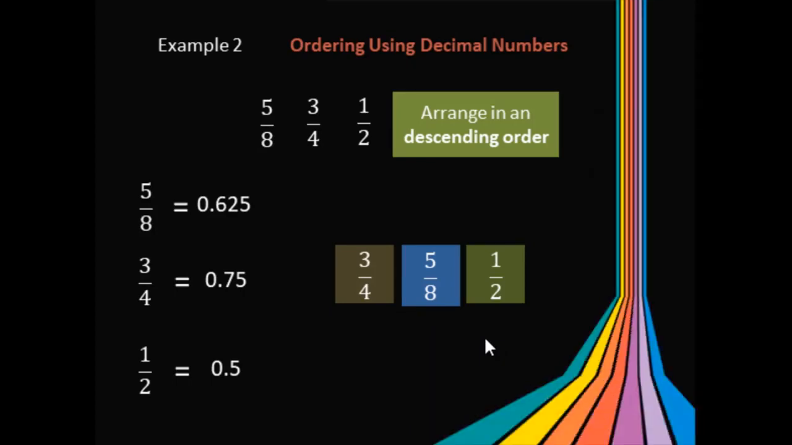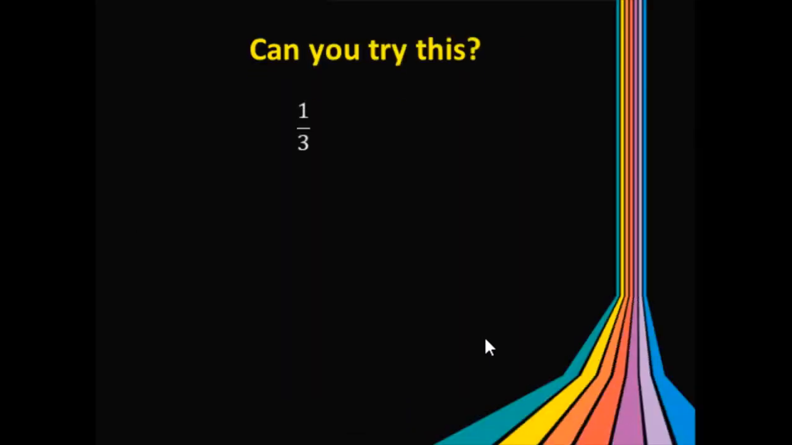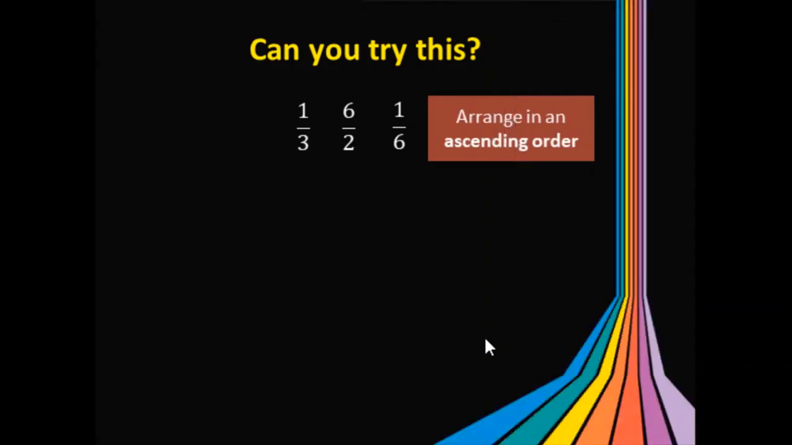See, it is maybe easier for you compared to finding the equivalent fractions, because it takes effort to find the common denominator. Alright? Can you try this? 1/3, 6/2, and 1/6. You arrange in an ascending order.